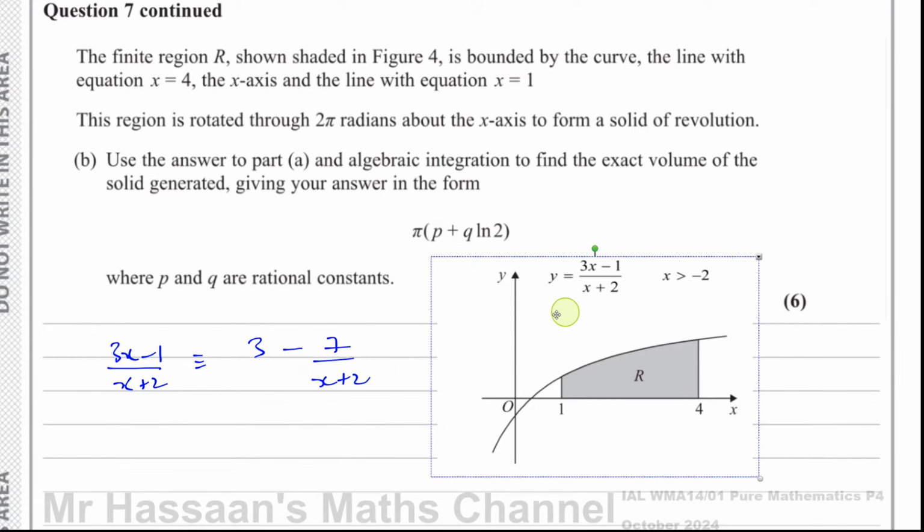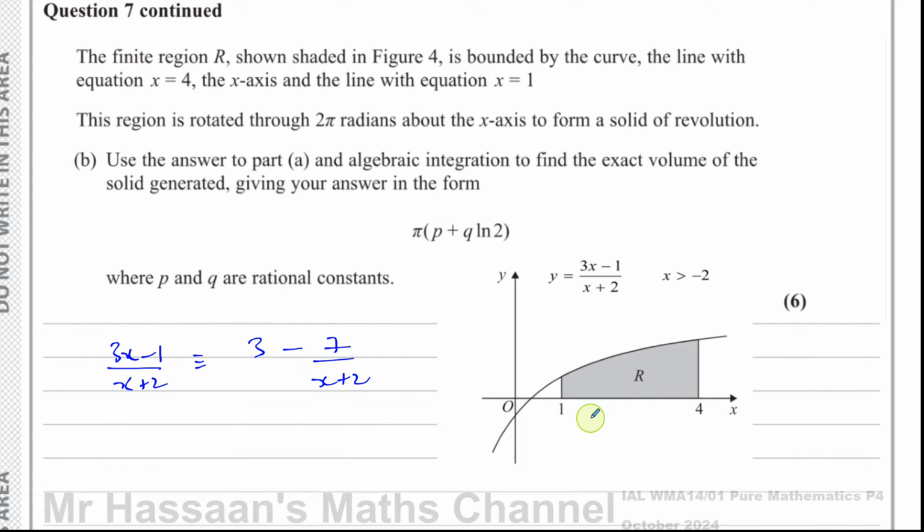Okay, now for part B of this question. It says the finite region R, shown shaded in figure 4, is bounded by the curve, the line with equation x equals 4, and the x-axis, and the line with x equals 1. The region is rotated through 2 pi radians about the x-axis to form a solid of revolution. Use the answer to part A and algebraic integration to find the exact volume of the solid generated, giving your answer in the form pi times p plus q ln 2, where p and q are rational constants. So they most probably end up as being fractions.